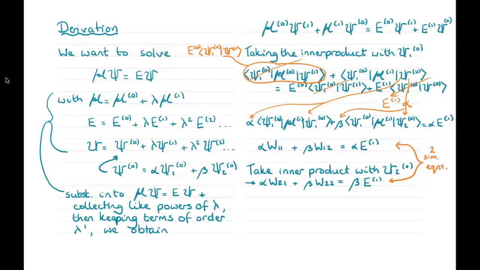And of course, one way that we can solve these is in matrix form as W11, W12, W21, W22 times the vector of coefficients alpha beta is equal to the first order correction to the energy times alpha beta. And this is exactly the form that we wrote down to use at the start. So that's it for today, and thanks for listening.